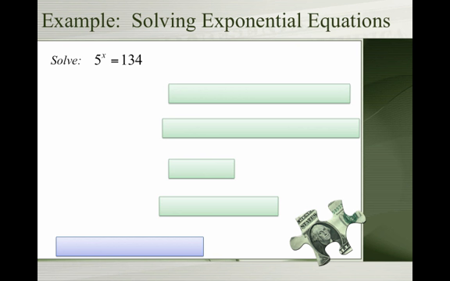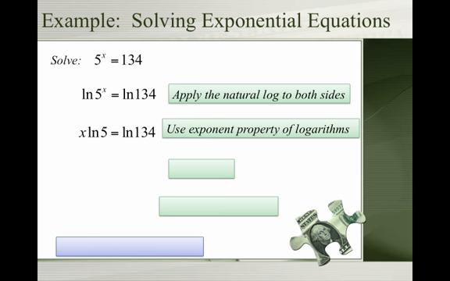We have 5 raised to the x equals 134. How are we going to go about solving this? Well, I'm going to say let's ln each side, or use the natural log on each side. So I apply the natural log to both sides. Can I rewrite ln of 5 raised to the x? Yes, I can. I can use the power property and bring that x out in front as a coefficient. So I have x times ln of 5 equals ln of 134. I can solve for x by dividing both sides by ln of 5.